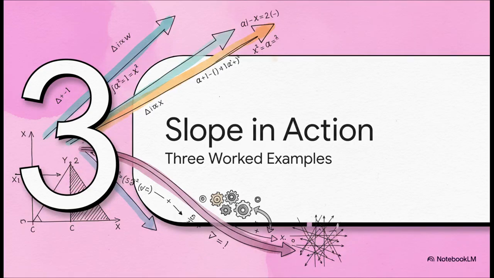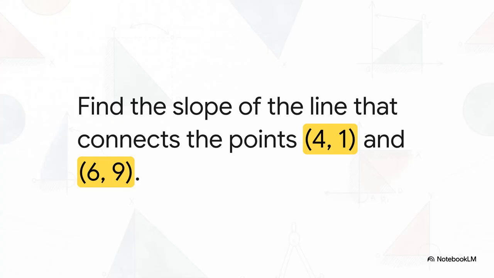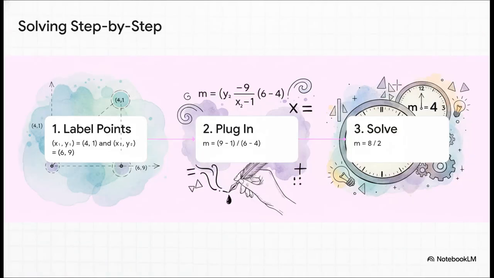All right, enough talk. Theory is great, but the only way to really get comfortable with a formula is to actually use it. So let's run through 3 quick examples, and we'll start easy and then add a little spice. Okay, first one. A nice, straightforward problem. We need to find the slope of the line that passes through the points (4, 1) and (6, 9). So here's how I like to do it. Step 1, just to keep things from getting messy, let's label our points. We'll just call (4, 1) our first point, so that's x1, y1. And (6, 9) will be our second.